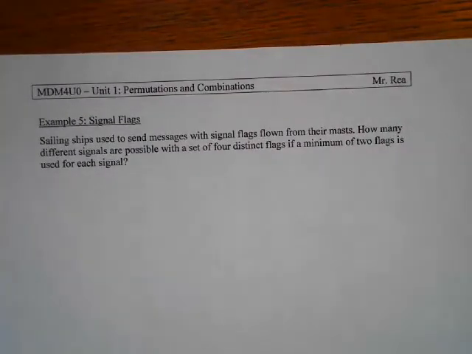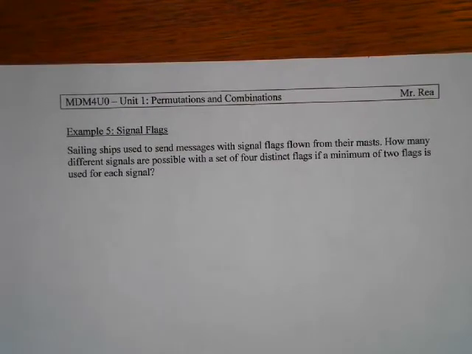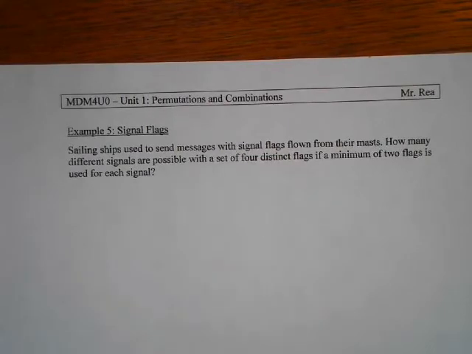So signal flags, these are sailing ships used to send messages with signal flags flown from their masts so that boats from far away could see them. How many different signals are possible with a set of 4 distinct flags if a minimum of 2 flags is used for each signal? Okay, now this is a lot more complicated than it first looks, because there's 4 distinct flags that you could choose from, but you don't always display the 4 flags. You could display just 2 or 3 or 4.